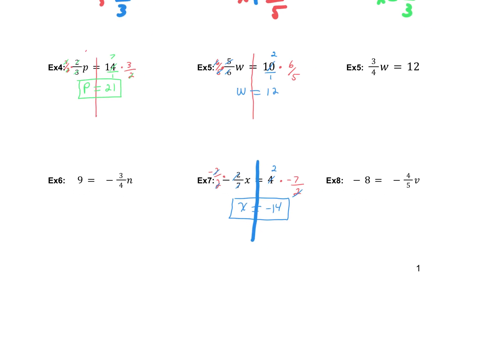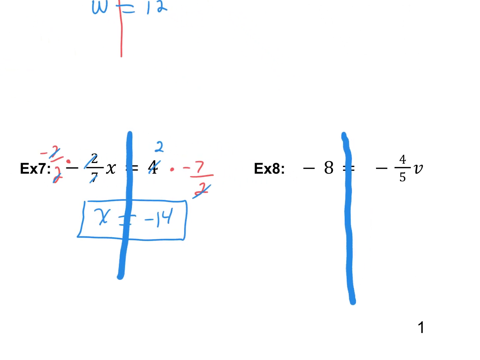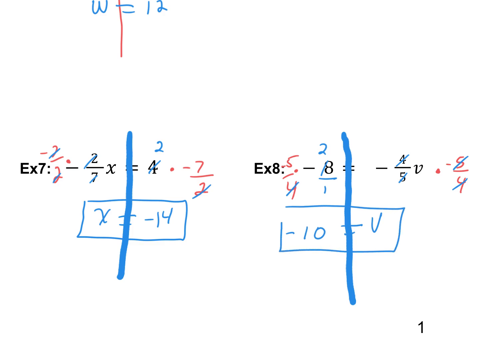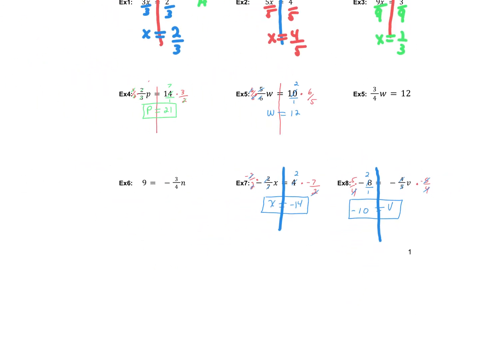And then I'm going to do example 8. Again, you're drawing your line. The reciprocal of -4/5 is -5/4. What you do to one side, you have to do to the other. This simplifies or reduces to v. And then on this side, you're left with -10. And I want you to fill in, when you finish listening to the video, solve 5 and 6.